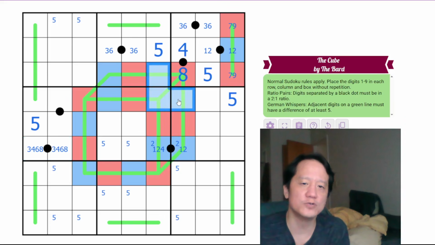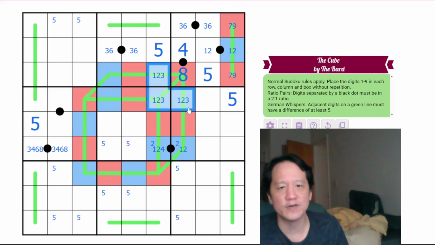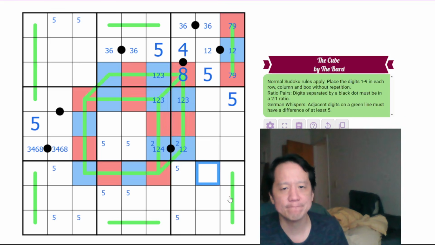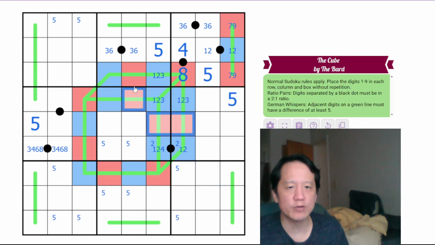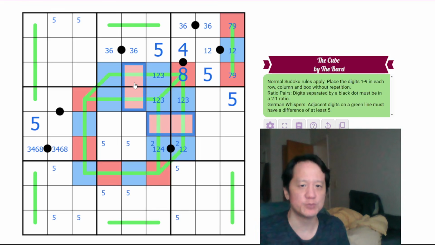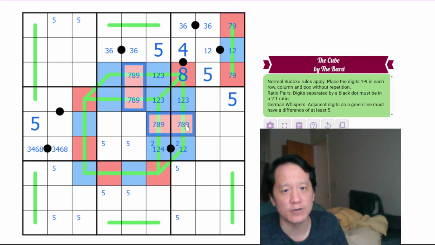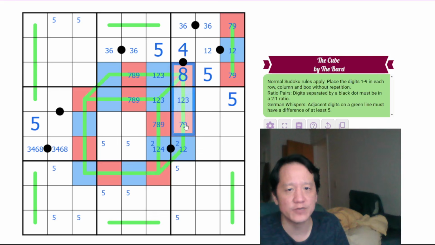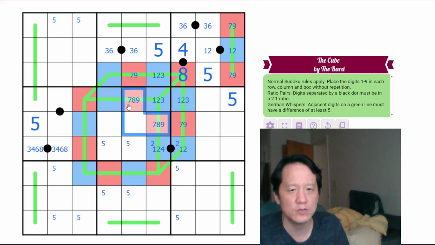8 can be next to 1, 2, or 3 on a Whisper 5 line. So these are 1, 2, and 3. These red digits are all next to 2 unique digits on a Whisper 5 line. So it cannot ever be 6, so 7, 8, or 9. No 8 here because of 8 in the column. No 8 here because of 8 in the row.